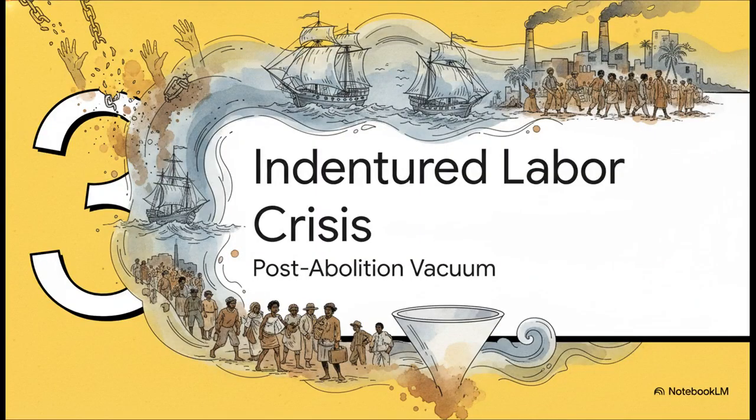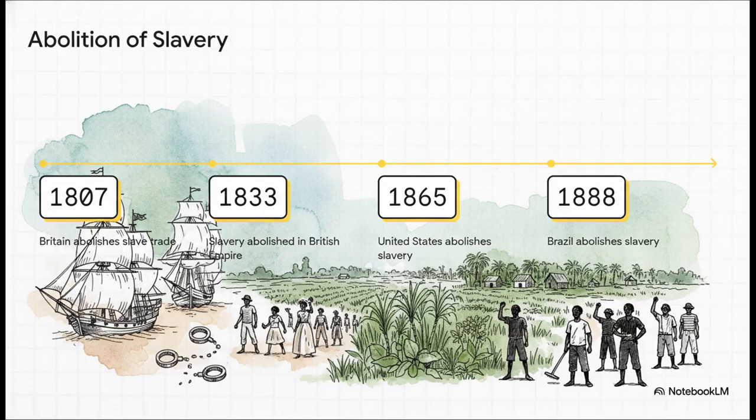Moving right along to Section 3, the indentured labor crisis. Throughout the 19th century, the formal abolition of the Atlantic slave trade and eventually slavery itself rolled across the globe. Britain abolished the trade in 1807 and slavery in its empire by 1833. The U.S. followed in 1865 and Brazil in 1888. It was a massive moral victory.